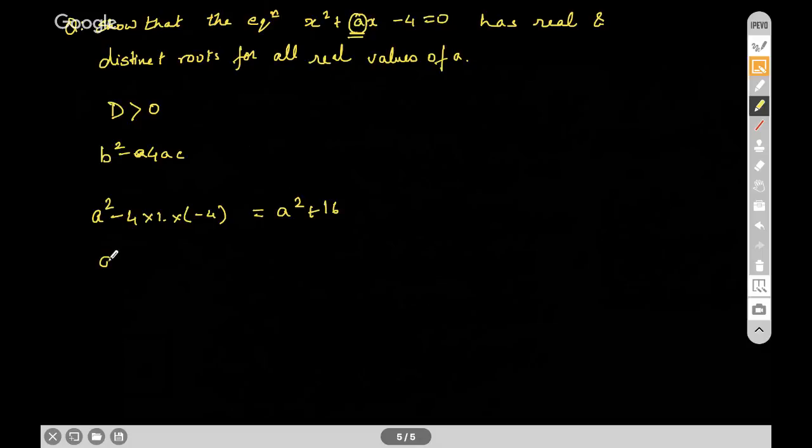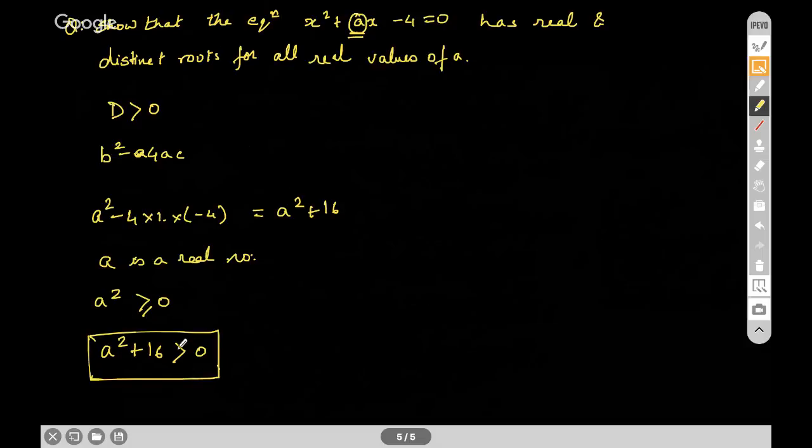Correct? Now a is a real number, isn't it? So hence a square is always greater than or equal to 0, because real number squares cannot be negative, right? So clearly a square plus 16 is always greater than 0. It cannot be equal to 0 because 16 is added to a non-negative number. So a square plus 16 is always greater than 0, whatever is the value of a. So hence D is always greater than 0, and hence it is a condition for real and distinct roots.